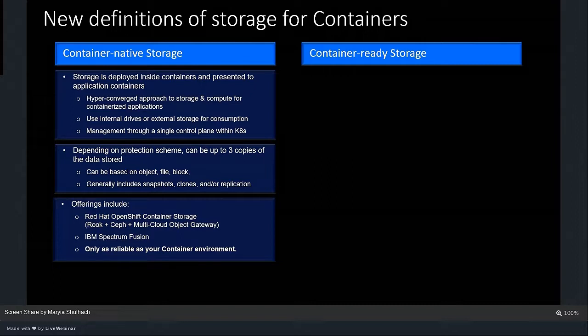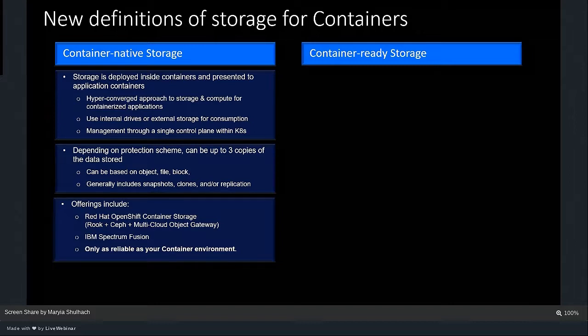And if we talk about the offerings, the most popular offerings probably will include Red Hat OpenShift Container Storage, which is based on the Ceph server, and our newest addition in IBM, which is IBM Spectrum Fusion, which will be presented by Bartosz later on. So I will not be talking a lot about that.